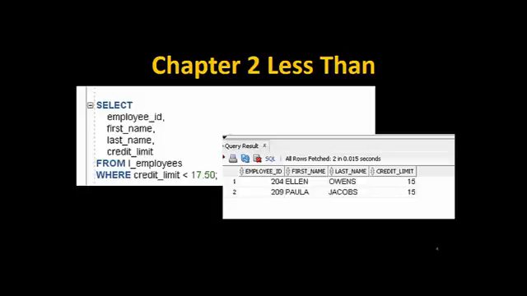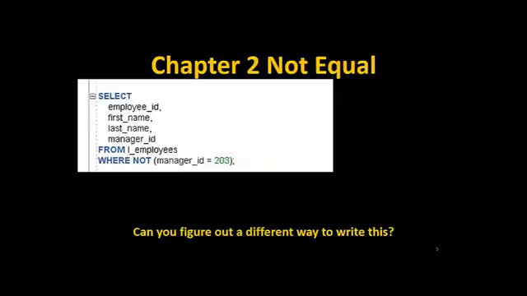Here's another one, and this one is where not manager ID equals 203. Now, for those of you that have had programming, how might you write that differently? And I'll get you to start.